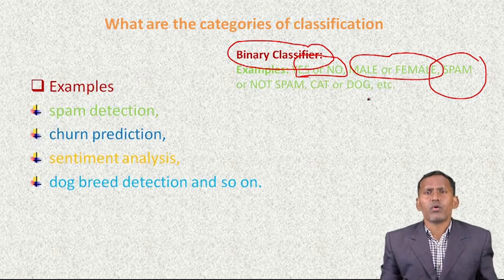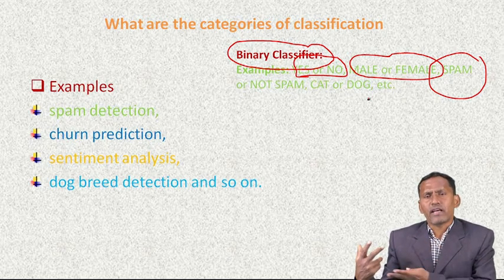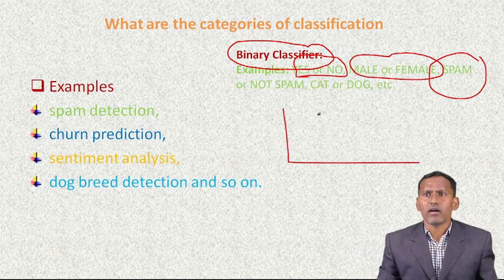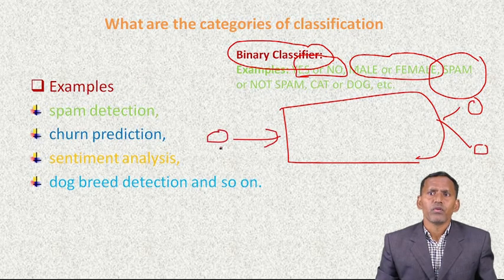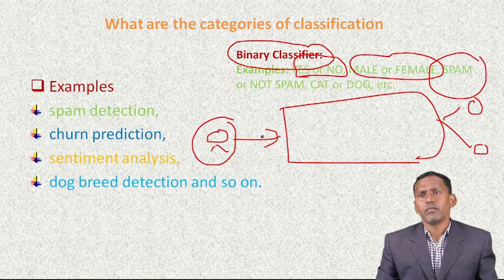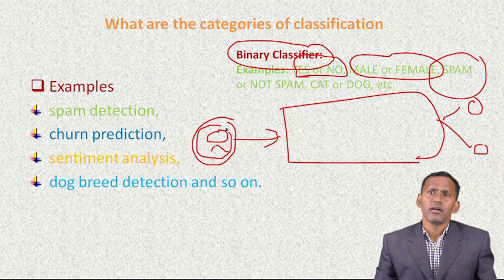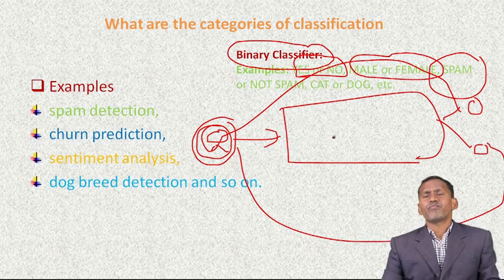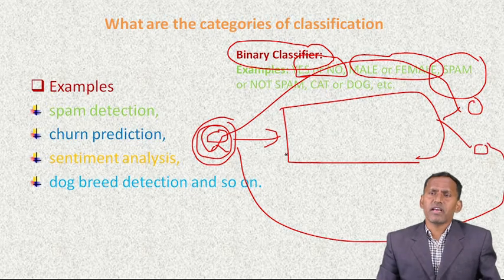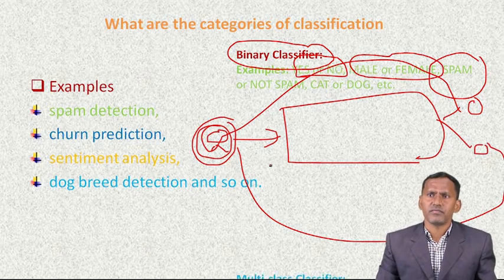Same thing, if I have only two categories, cat and dog, then whatever image we give, this model can predict whether the image belongs to cat or dog. Like this, we can classify by taking different data sets.